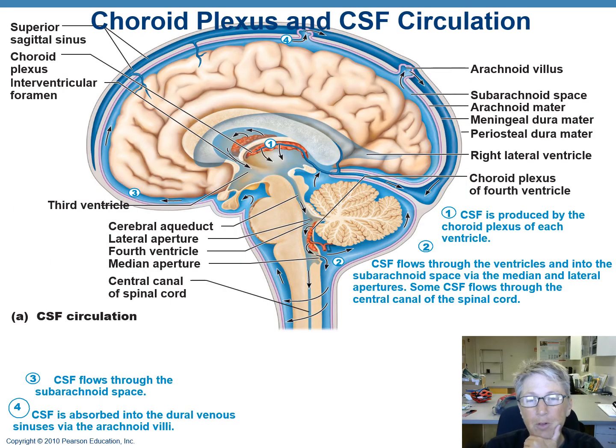This is a flow chart that just tells you that CSF is produced in the choroid plexus. CSF flows through the ventricles and into the subarachnoid space via the median and lateral apertures. So if you are in the fourth ventricle and you want to get into the subarachnoid space, you have to flow through these apertures, or openings, to get into the subarachnoid space, and some of the CSF will go into the central canal of the spinal cord.